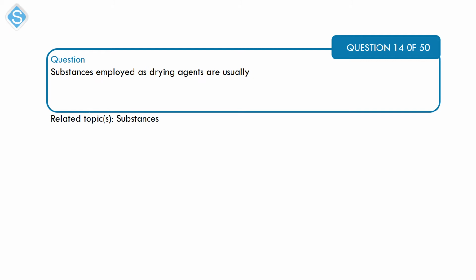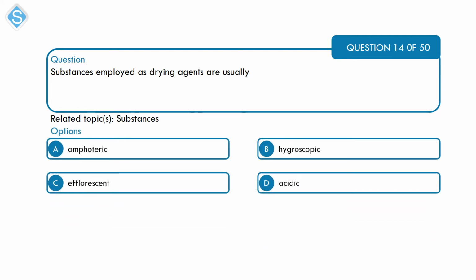Okay, next, this is a question on the fundamentals of chemistry. Substances employed as drying agents are usually A. amphoteric, B. hygroscopic, C. efflorescent, and D. acidic.